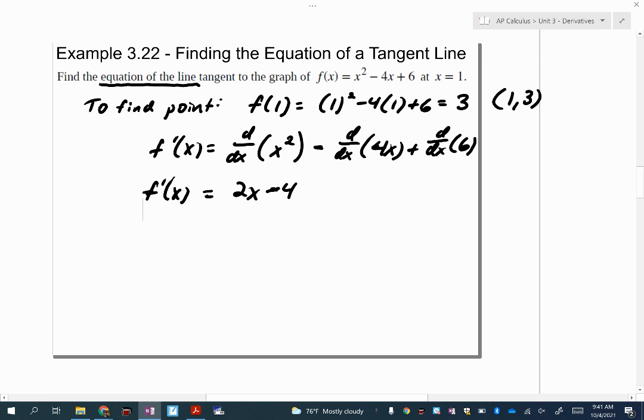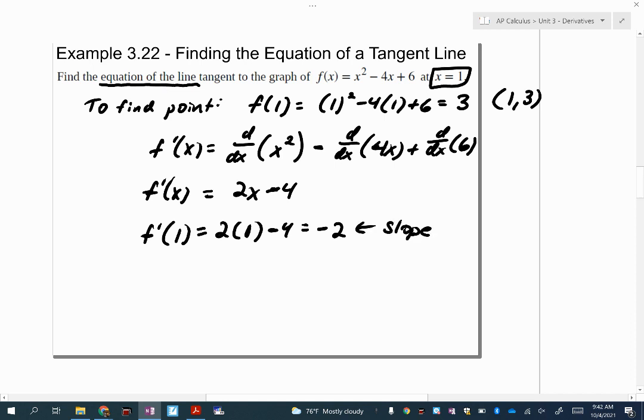And then to find the slope, I'm going to plug in 1, right? I'm plugging in x equals 1 to find the slope for the tangent line at this point. So 2 times 1 minus 4 equals 2 times 1 is 2. 2 minus 4 is negative 2. So that is the slope.